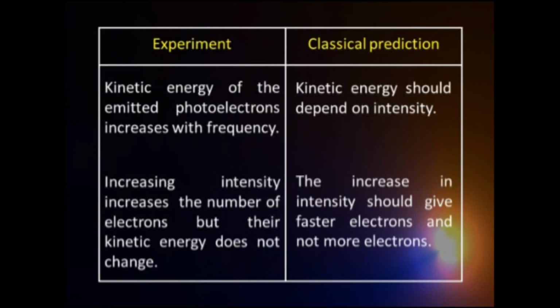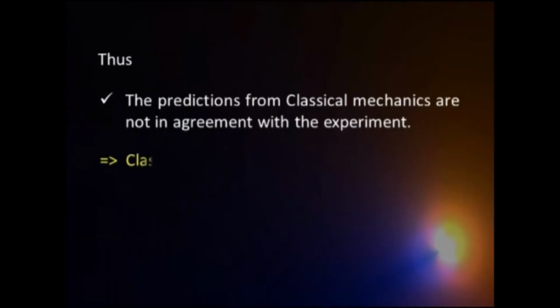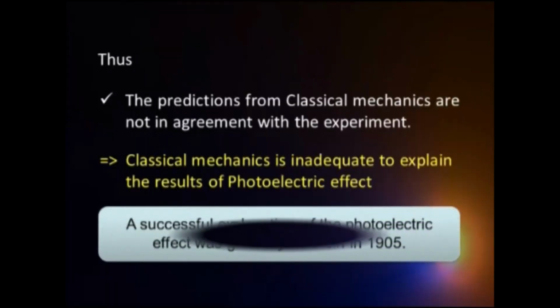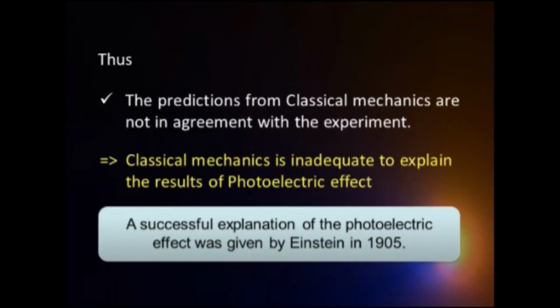So we find that on all four counts, experimental observations and classical predictions do not match. That is the second instance we are saying, and what we find from here is that the predictions from classical mechanics are not in agreement with the experiment. In other words, we can say classical mechanics is inadequate to explain the results of the photoelectric effect. And a successful explanation of the photoelectric effect was given by Albert Einstein in 1905.